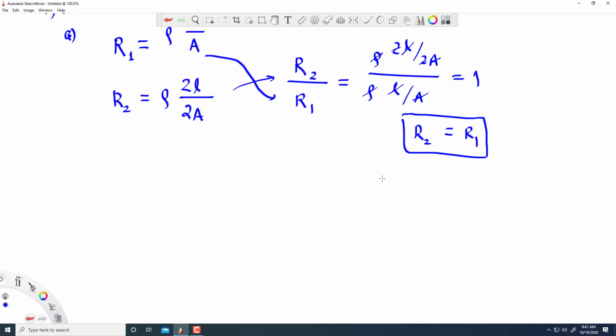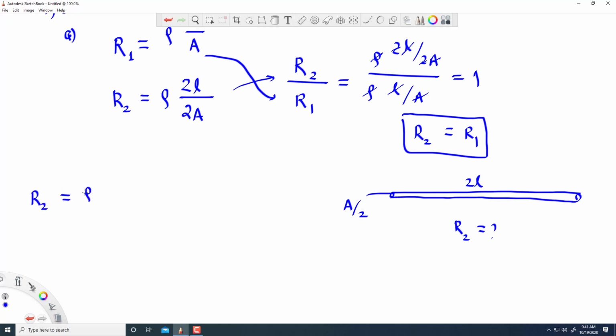Sometimes you may be asked, let's say you double the length, but you decrease the cross section to 1/2. So cross section is A over 2, but the length is doubled. So what would be the new resistance? In that case, our R2 will be rho, you are doubling the length to 2L, but the cross section area is now A over 2, divided by the original resistance.